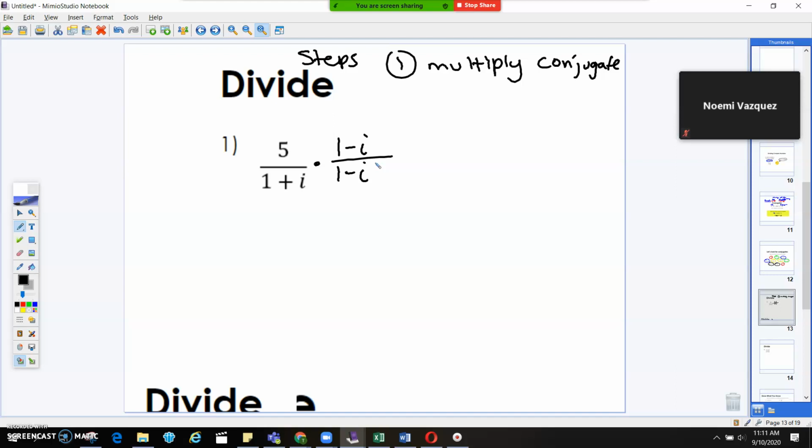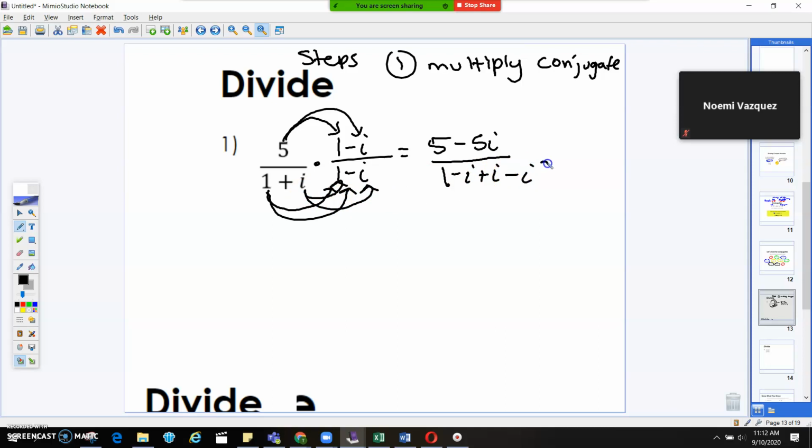All right, so our first step is to multiply by the conjugate. 5 times 1 gives us 5. 5 times -i gives us -5i. In the denominator, we have 1 times 1, which gives us 1, and 1 times -i gives us -i. i times 1 is +i, and i times -i is -i squared. So all I've done is multiply by the conjugate. I'm so sorry, that handwriting looks atrocious.